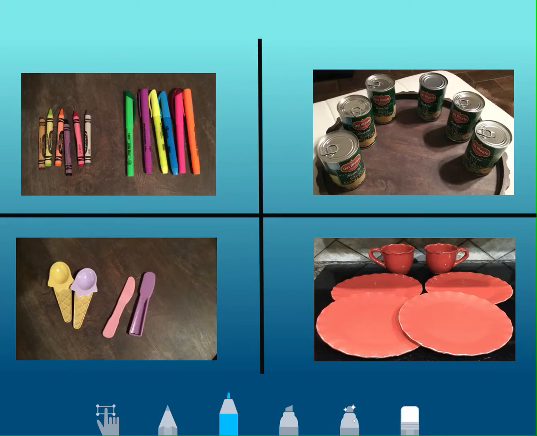So we call that equal. They are equal. Or we could say, use the word equal. Okay, they are equal. So this group of crayons and this group of highlighters are equal. 2 equal groups.